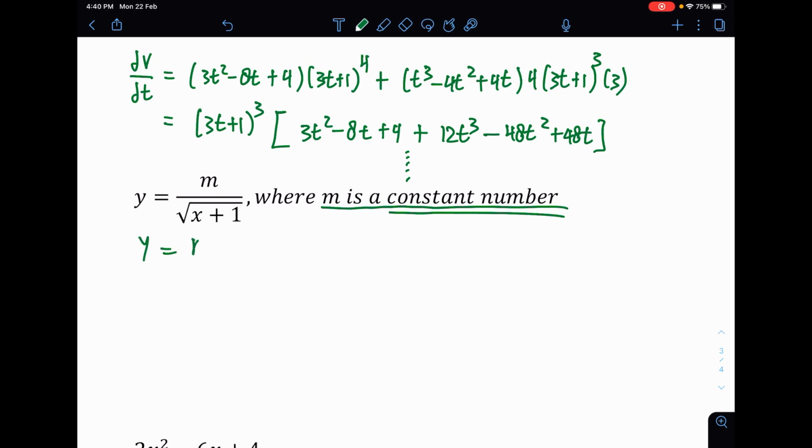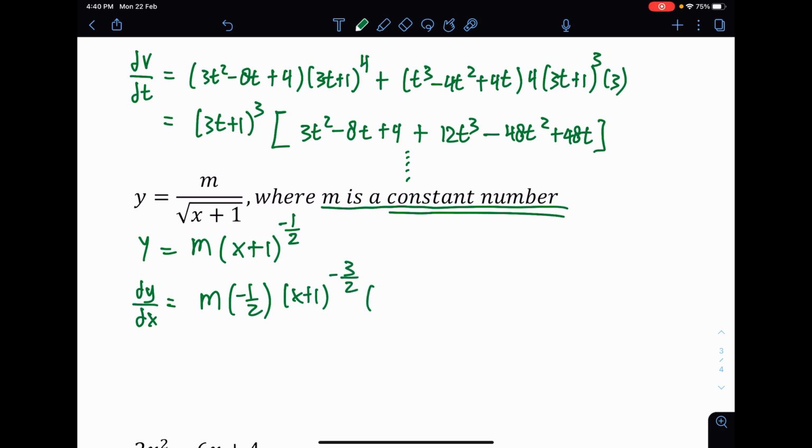Now before differentiating, like what I always say, try to put them into the numerator. Use your indices form to simplify. Then I'm going to differentiate this. So I get m, then put the negative half, put down the x plus 1, reduce this power by 1 more, you get negative 3 over 2, multiplied by the differentiation of x plus 1, which is 1. So then I get negative m over 2, bracket x plus 1, power of 3 over 2. That's it for the result.